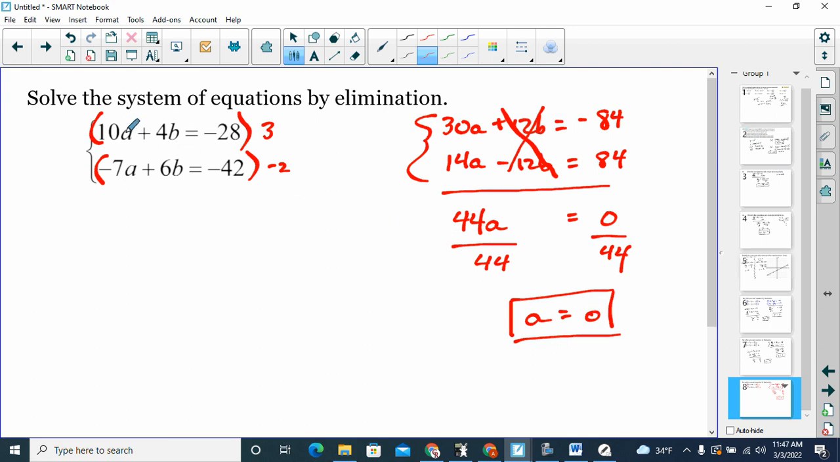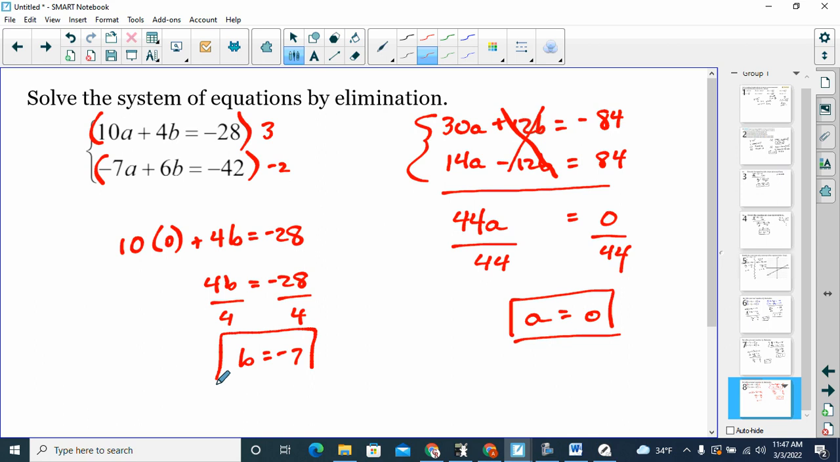Plugging 0 in for my A, 10 times 0 plus 4b equals negative 28. 10 times 0 is 0 plus 4b. Divide both sides by 4. Gives us b equals negative 7. A equals 0, b equals negative 7 is our solution to example 3.